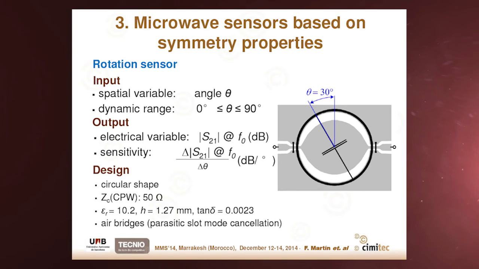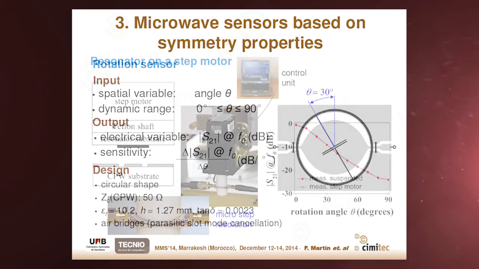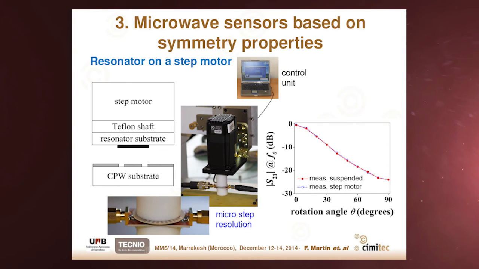And here I show you an example of a rotation sensor, where the spatial variable is the angle, the dynamic range is this one, and the output electrical variable is the magnitude of the notch in S21 at the resonant frequency of the resonator. Let me try to go fast. Then here I show you the idea of the structure. This is a CPW loaded with a circular-shaped ELC resonator. The reason for this circular shape for the CPW and the resonator is that the linearity is much better.